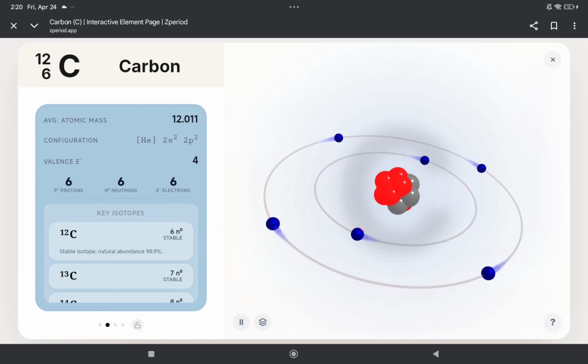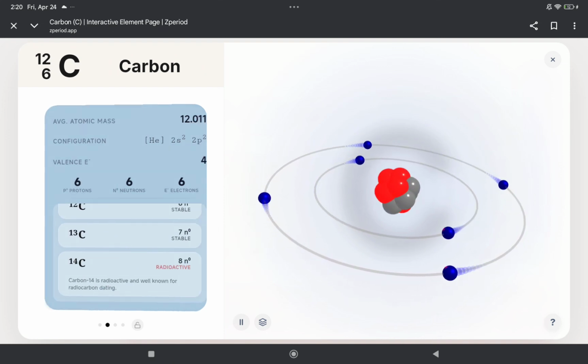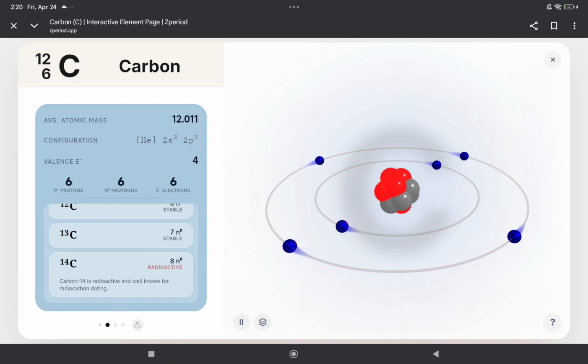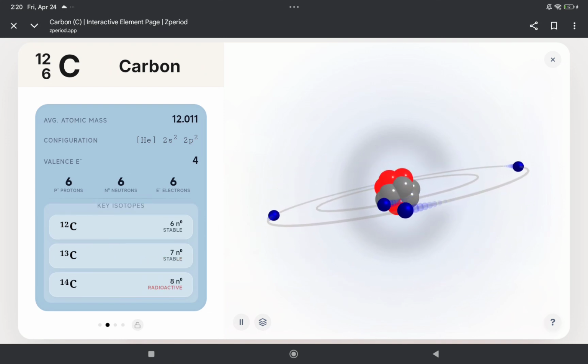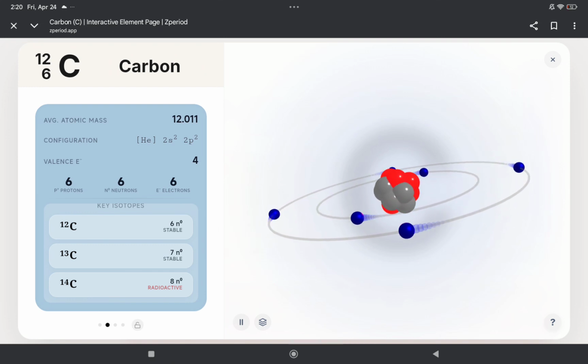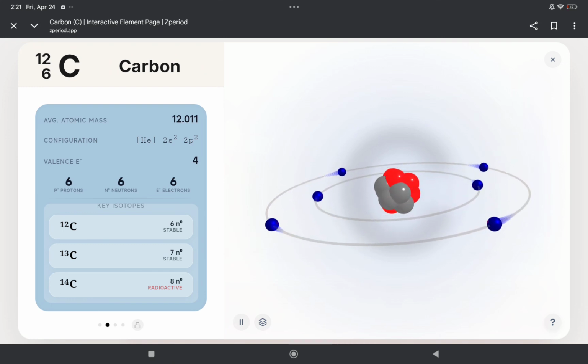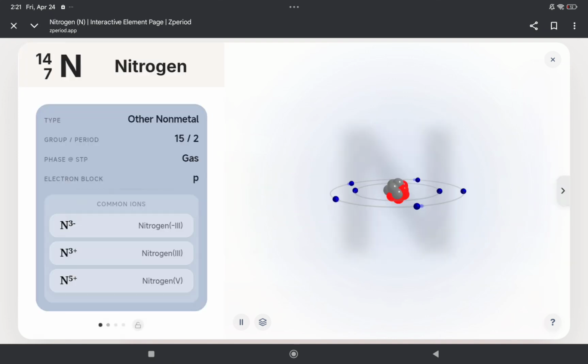So let's look at this. Oh, radioactive. Carbon is not radioactive, though it's well known for radiocarbon dating. Huh, that's weird. I cannot see the radiation yet. How do we know that? So let's check.